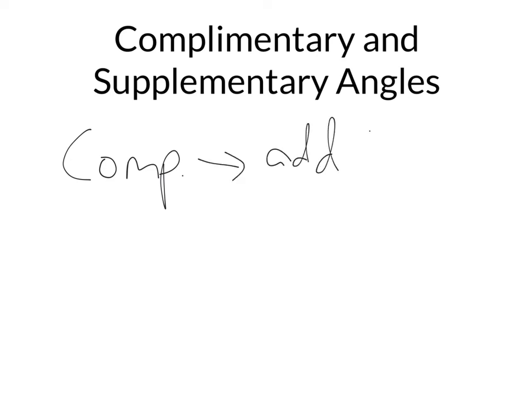Alright, a couple more vocab words for you and we're done. Complementary and supplementary. You've referenced these before, I'm sure, and you probably heard them even in your algebra class. Complementary, I'll often shorten it up to comp because I don't have time to say the whole thing. Comp means they add to 90 degrees. And supplementary, sup, means they add to 180 degrees.